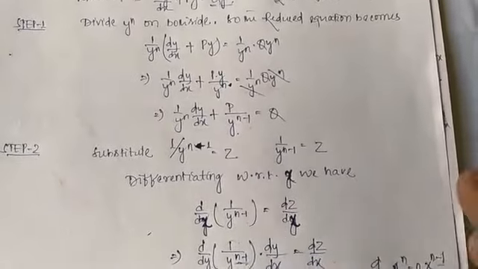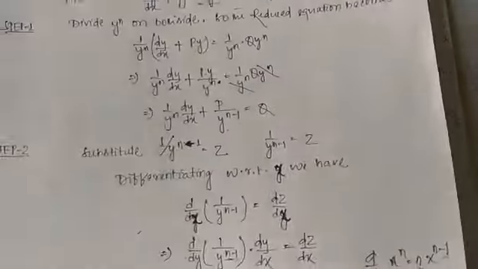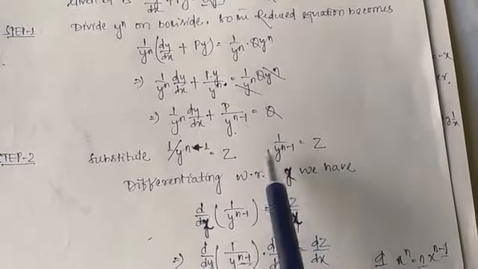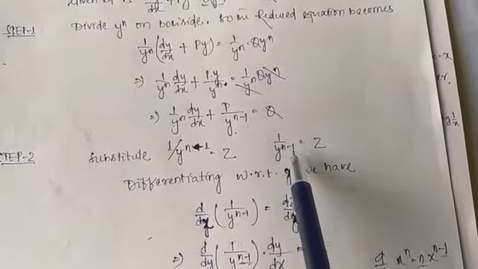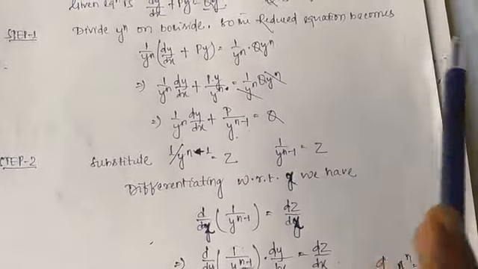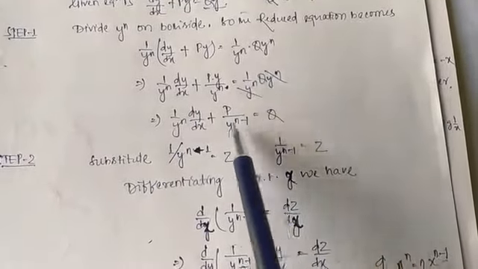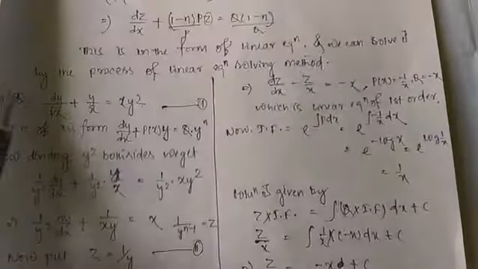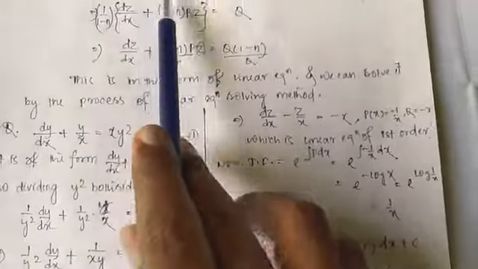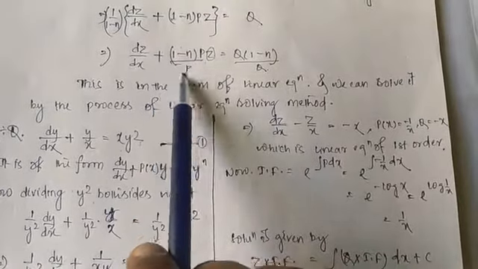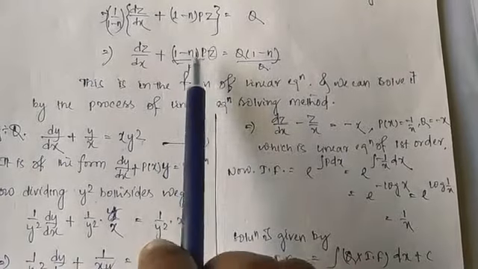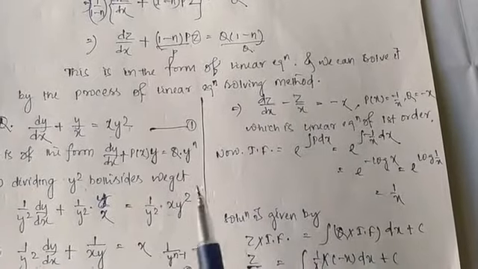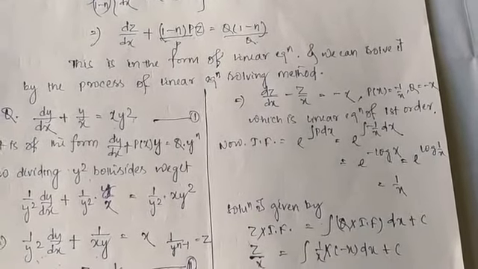After finding the value of that term, we take 1 by y to the power n dy by dx and 1 by y to the power n minus 1, and substitute these values in equation 1. After substituting, the equation we get will be in the reduced linear differential equation form, of this type of format. So if we solve that, we can have the solution of the Bernoulli's equation. Thank you.